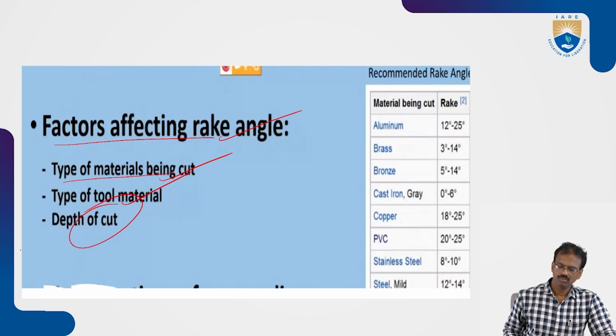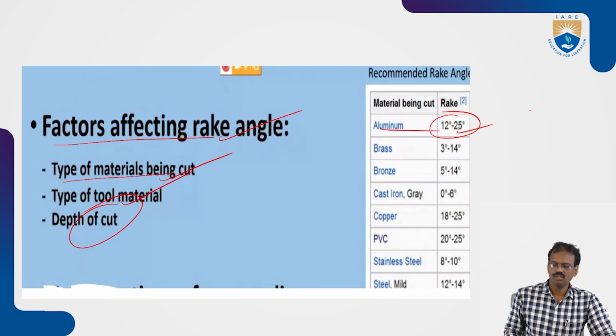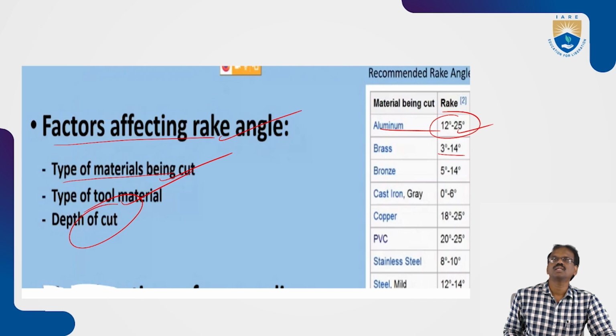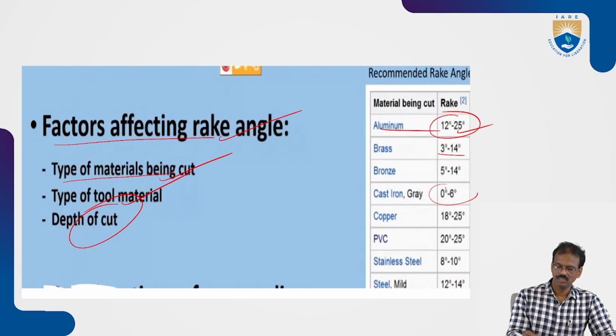Here you can see rake angle values. For aluminum, a positive rake angle of 12 to 25 you can take. For brass, 3 to 14; bronze, 5 to 14; cast iron, gray iron, 0 to 6. You can see this is the negative rake angle also.